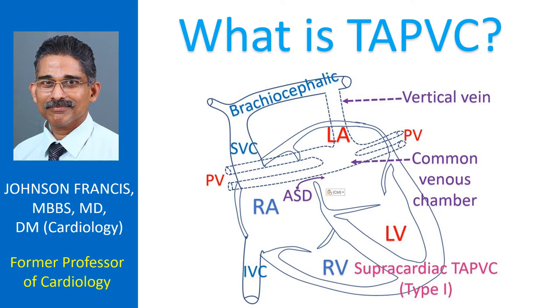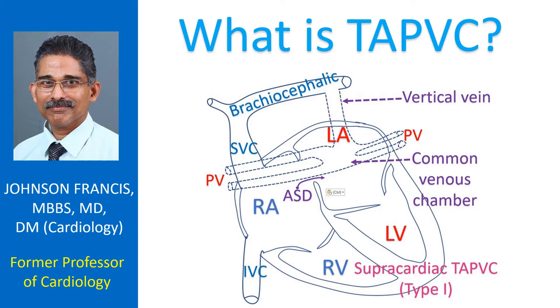TAPVC stands for Total Anomalous Pulmonary Venous Connection. It is also known as TAPVD or Total Anomalous Pulmonary Venous Drainage. Normally, pulmonary veins join the left atrium. When it drains to the right atrium through one of the blood vessels leading to the right atrium, it is known as TAPVC. If only some of the four pulmonary veins join the right side of the heart, then it is called PAPVC or Partial Anomalous Pulmonary Venous Connection.